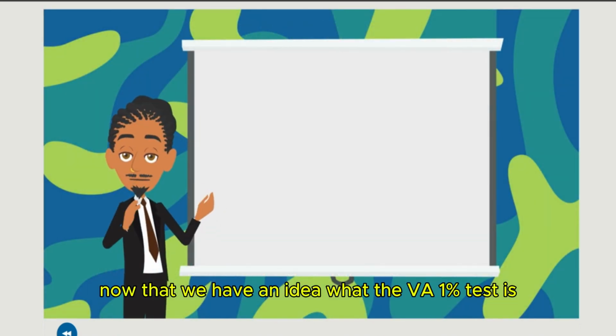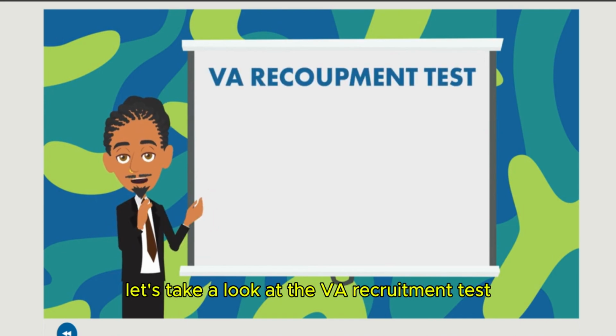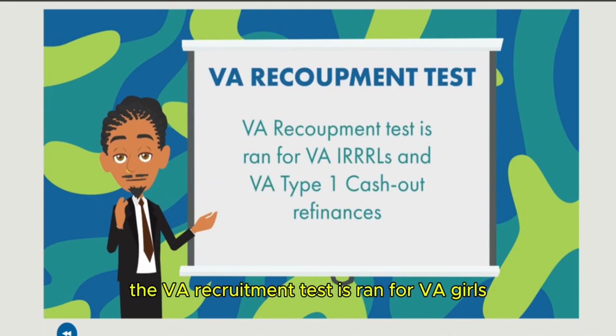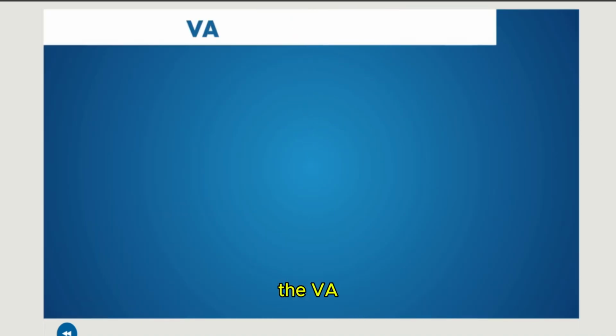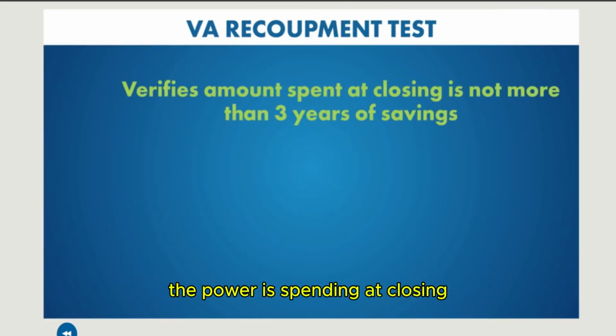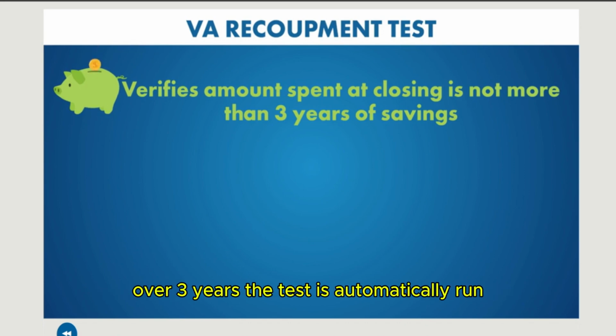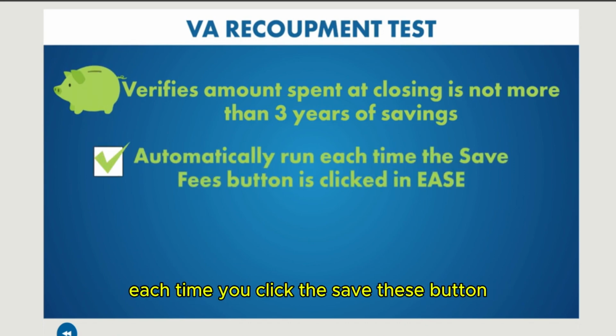Now that we have an idea of what the VA 1% test is, let's take a look at the VA recoupment test. The VA recoupment test is run for VA IRRRLs and VA Type 1 cash-out refinances. The VA recoupment test verifies that the amount of money the borrower is spending at closing cannot be more than what the borrower would save over 3 years. The test is automatically run each time you click the Save Fees button in Ease.